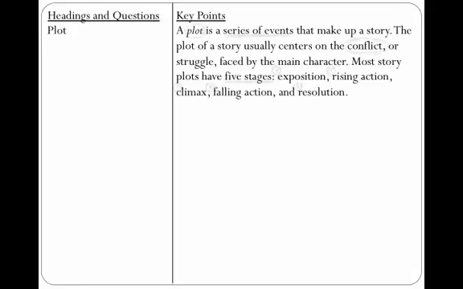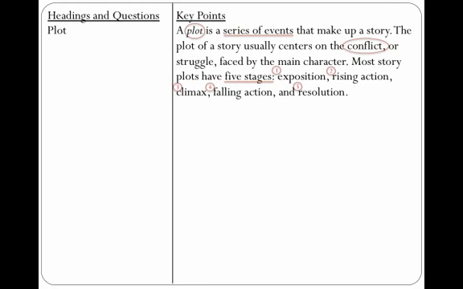A few annotations that I've added to this note can now be seen on your screen. First of all, I'm circling key words in each of the notes, so plot and conflict are 2 important words here. I'm underlining main ideas, so a plot is a series of events and there are 5 stages in it. I've numbered each of the 5 stages to help me remember the order.